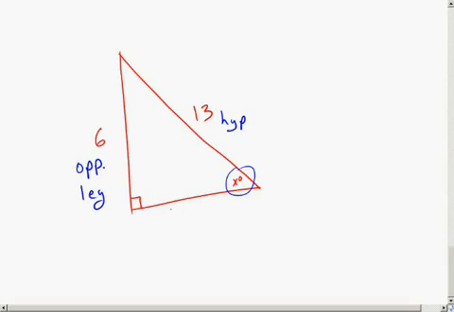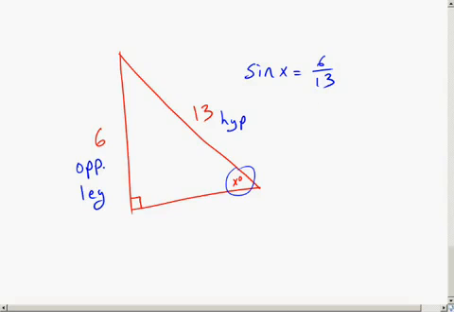Down here, this side is the adjacent leg, but I don't know the adjacent leg. I'm not trying to find the adjacent leg, so it's not really relevant. So ask yourself, which ratio involves opposite and hypotenuse? Well, that's the sine ratio. So what's my angle? Well, I don't know my angle. Sine of x equals 6 over 13. This case is a little different. In trigonometry, we sometimes call this the arc sine or inverse sine function. I want to know what angle has a sine ratio of 6 over 13.